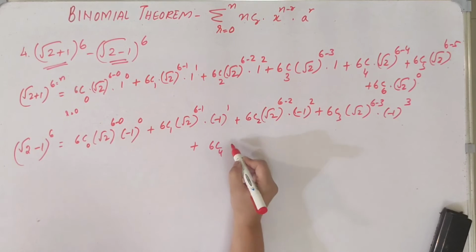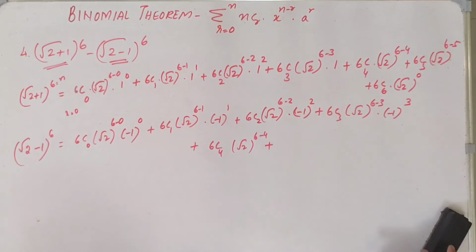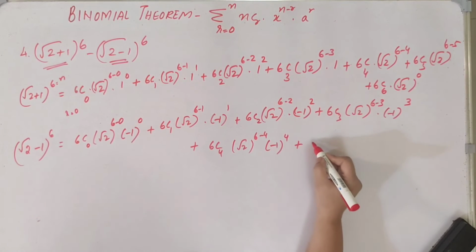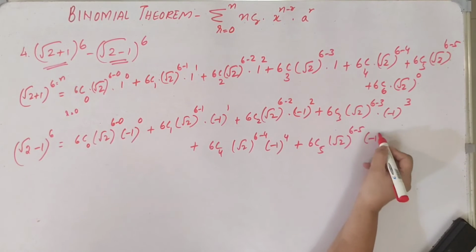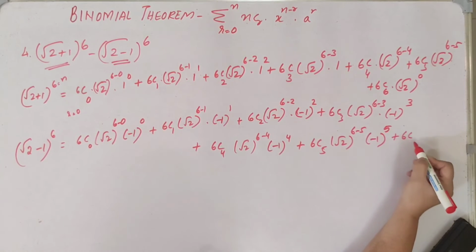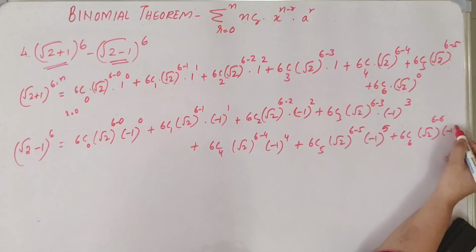Plus 6C4 root 2 to the power 6 minus 4, here I have to write into minus 1 to the power 4, plus 6C5 into root 2 to the power 6 minus 5 into minus 1 to the power 5, plus 6C6 root 2 to the power 6 minus 6 is 0, into minus 1 to the power 6.